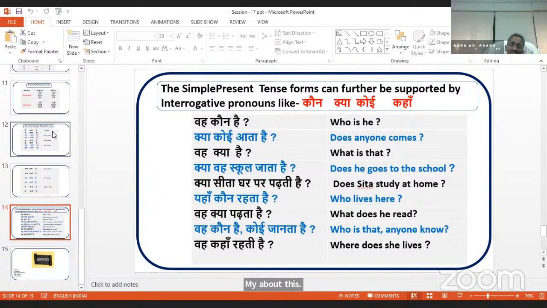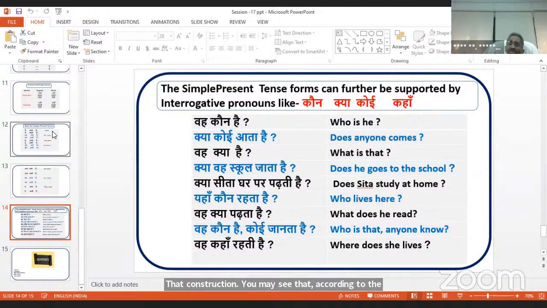Now, these simple present tense forms are very easy. वो आता है, वो जाता है, वो खाता है, वे खाते हैं, वे जाते हैं, वे देखते हैं, वे सुनते हैं. That construction, you may see that according to the subject, you are having minute changes on the predicate side, that means the verbal side.